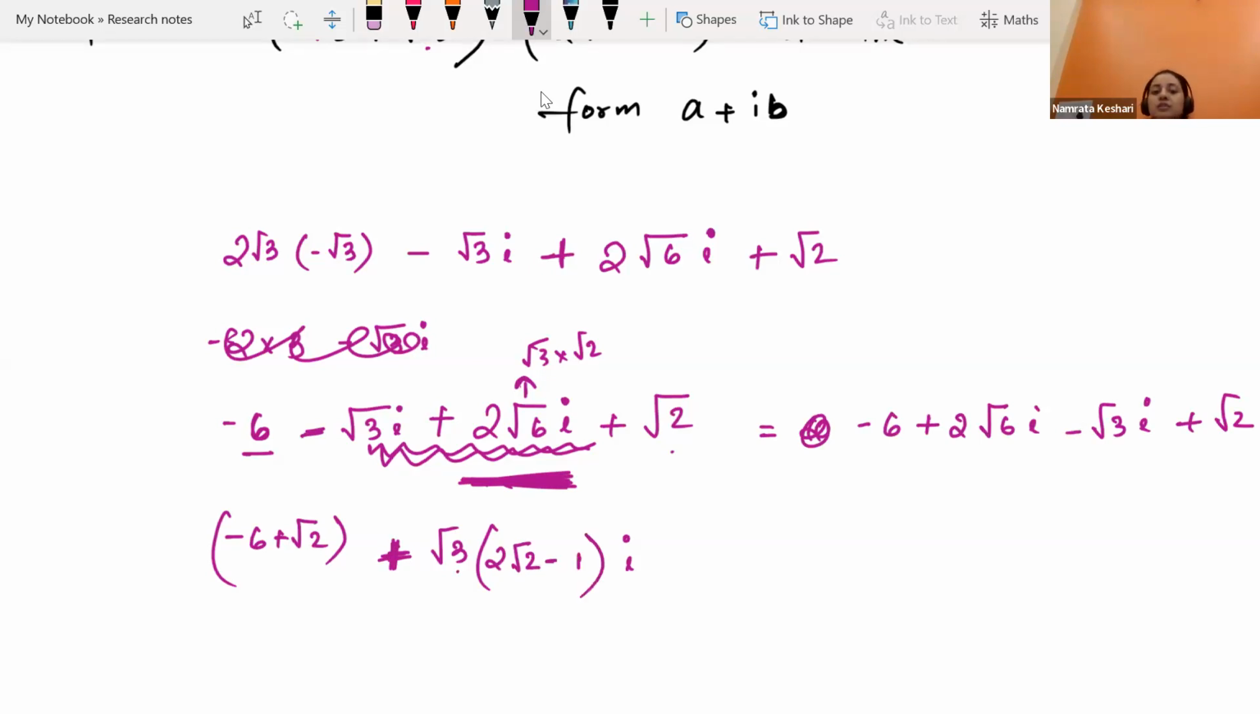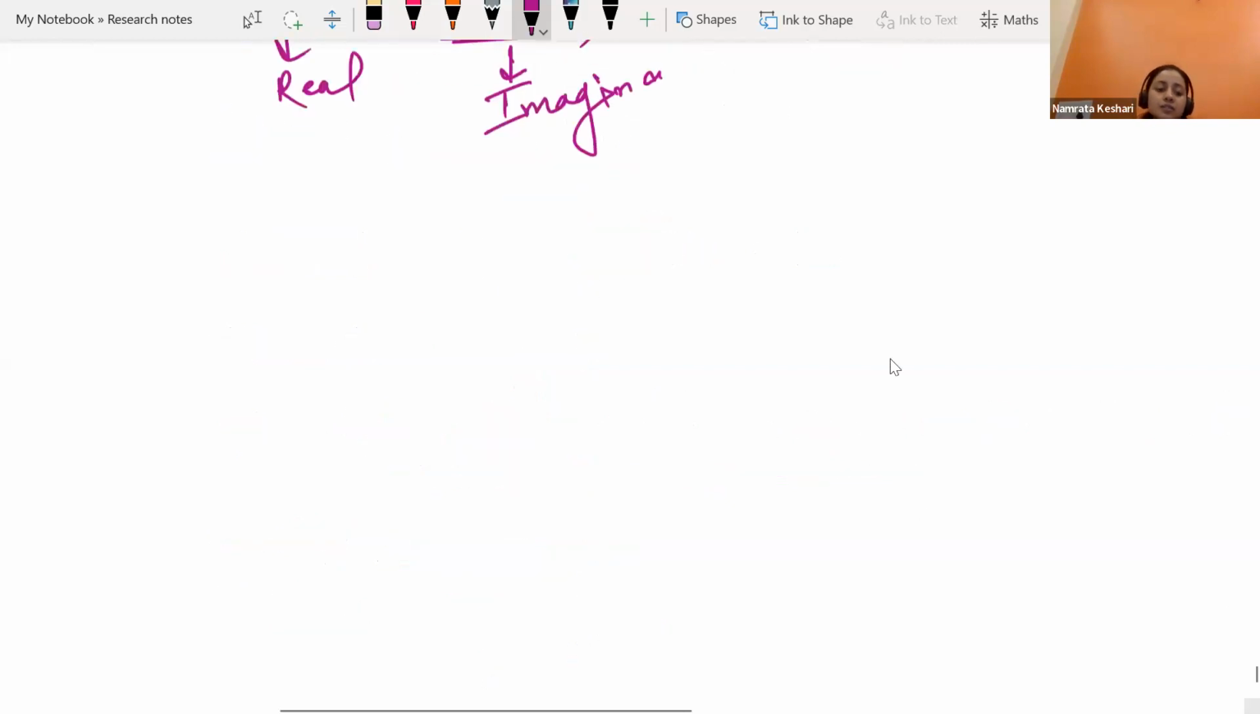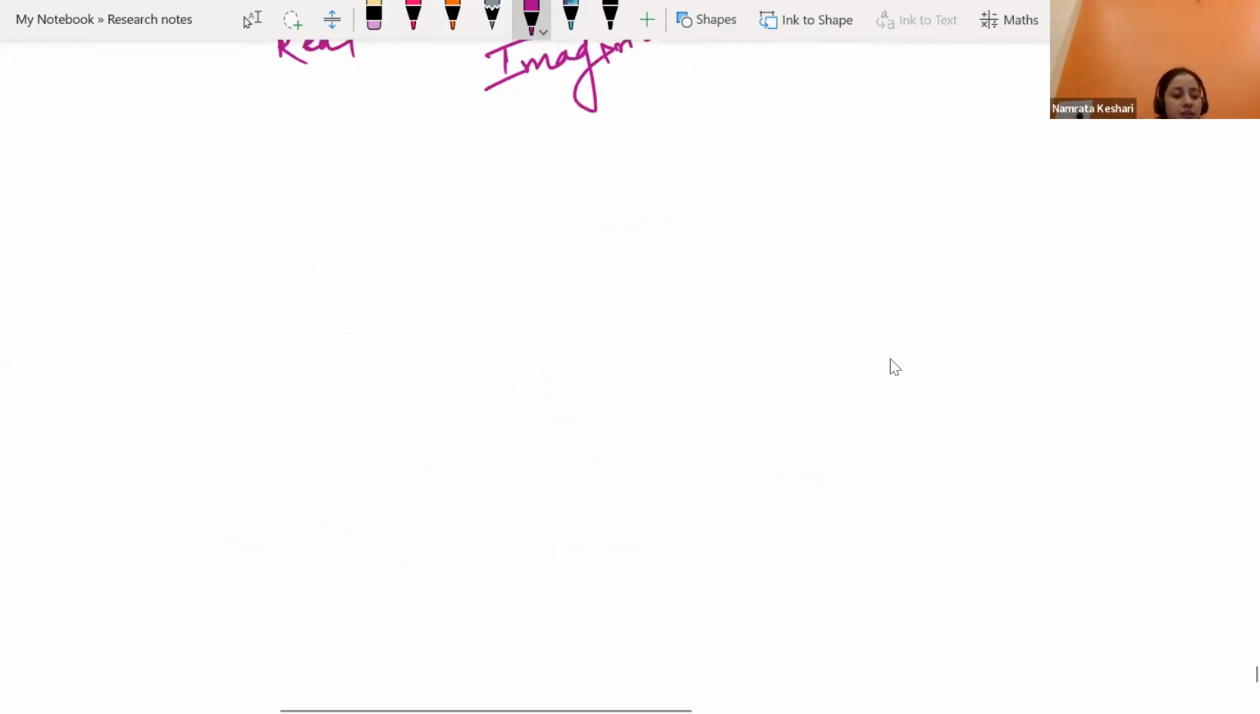Any confusion? Ali and Alina, from here I am writing everything. Any confusion? This is the real part. This completely is imaginary. A plus IB format we wanted to create. We have created it. Getting it? Yes, ma'am. See, the next question we are not going to do together from the exercise.